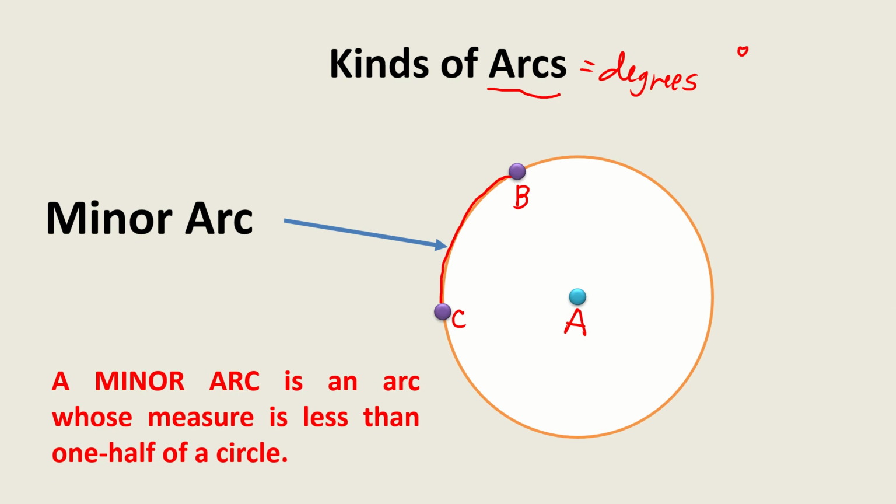Kung si minor arc, ang measure niya is less than 1/2 of the circle. So, therefore, matatawag siya na minor arc if its measure is less than 180 degrees. So kapag merong arc na ang measure ay less than 180 degrees, then that is a minor arc.